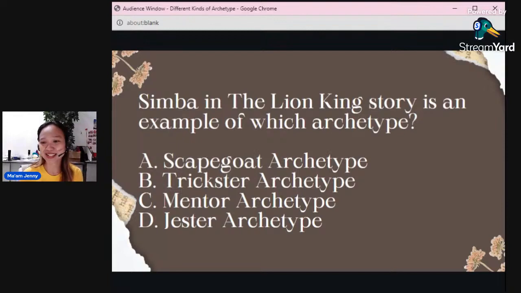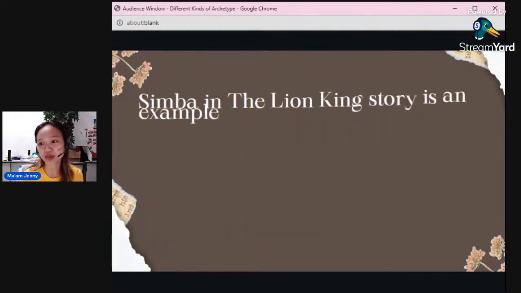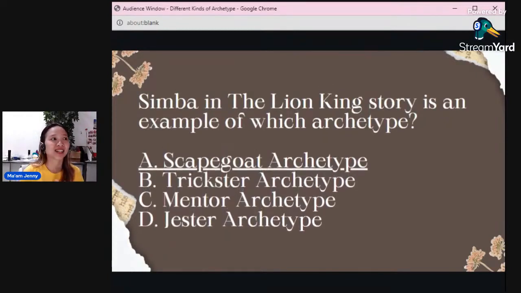So Simba is actually scapegoat archetype. Bakit? Kasi diba when he was baby pa si Simba. Baby pa. Ano bang tawag sa baby lion? So, he was blamed for the death of his father. Right? It's because of you. And kasi they were roaring and then there was a stampede and then Mufasa tried to save Simba but eventually si Mufasa yung namatay.